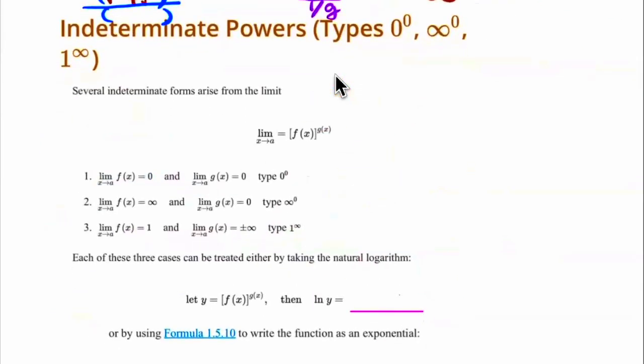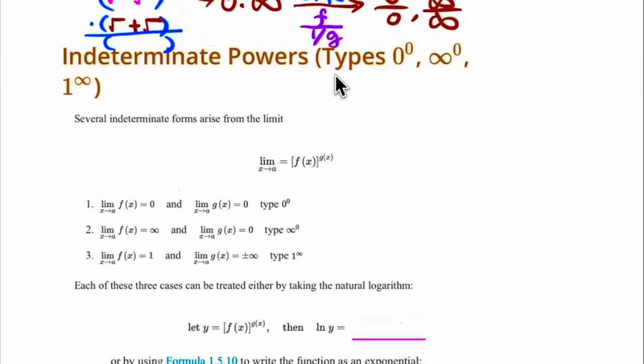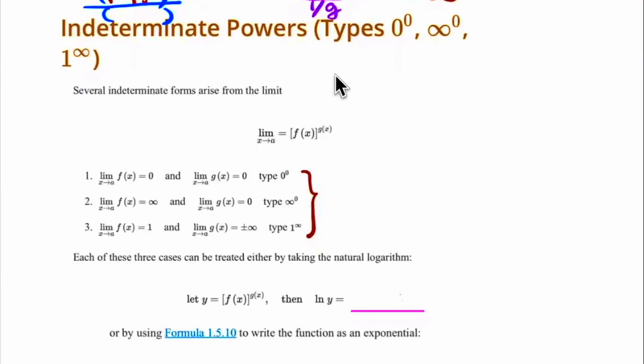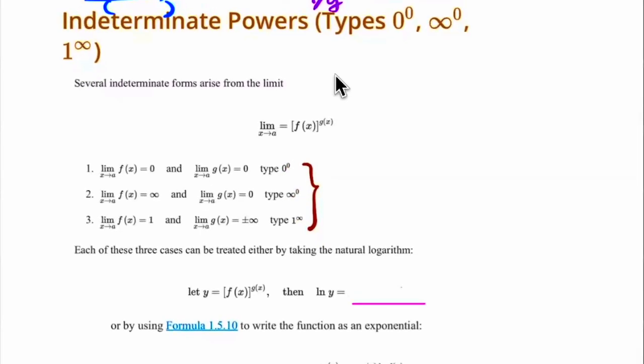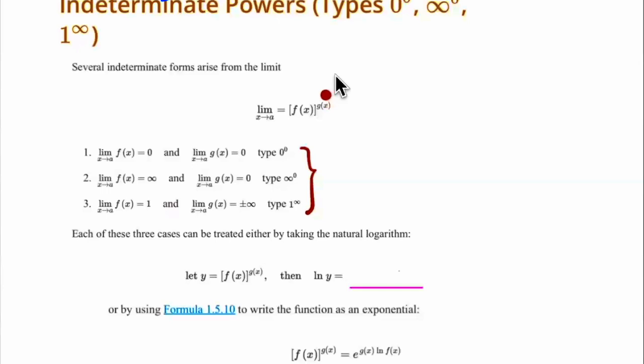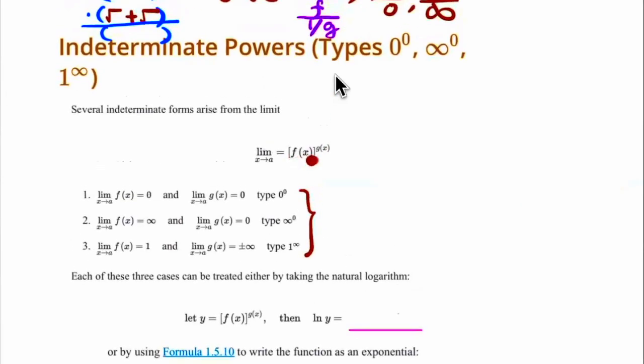And for 4.4, we also talked about indeterminate powers: 0 to the 0, infinity to the 0, 1 to the infinity. Those are the three types of indeterminate power. Then to deal with this kind of limit of the three types, what did we do? Do you guys remember? You take the limit of the ln? Yes, very good.